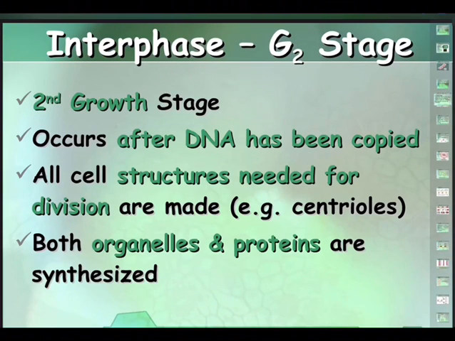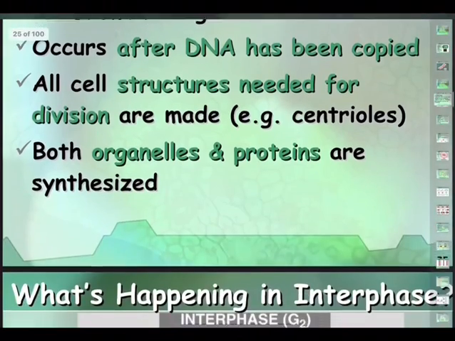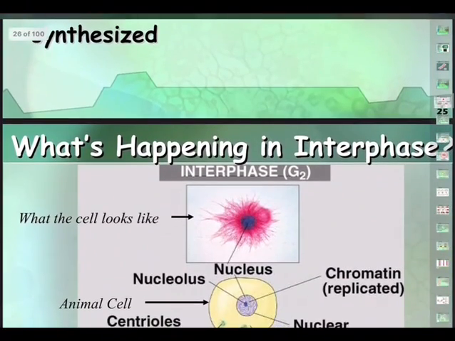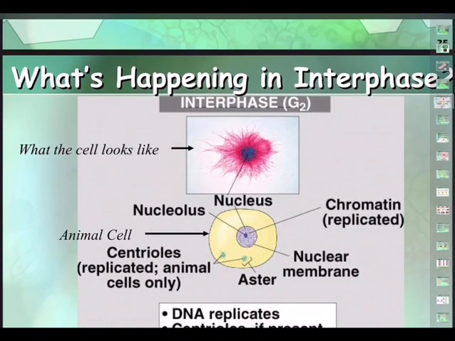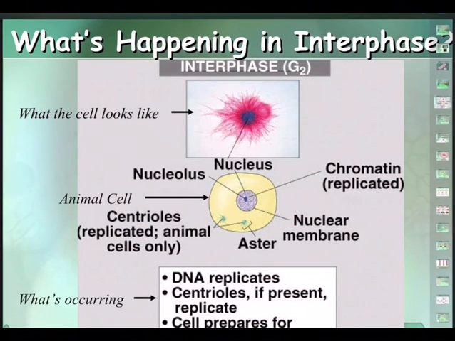And next, the cell enters into the second growth stage, the G2 stage. It is a stage of further growth of the cell and its preparation for division. During this stage, synthesis of RNA, nucleic acids, and proteins takes place. So it occurs after DNA has been copied or replicated. All cell structures needed for division are made, like centrioles, very important ones. Both organelles as well as proteins are synthesized. These are the important events that take place in G2 phase.